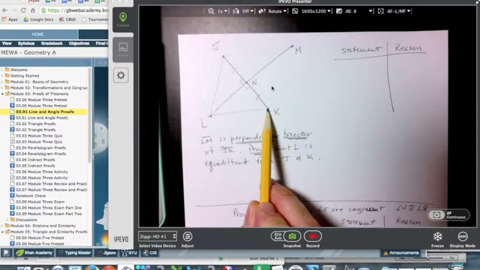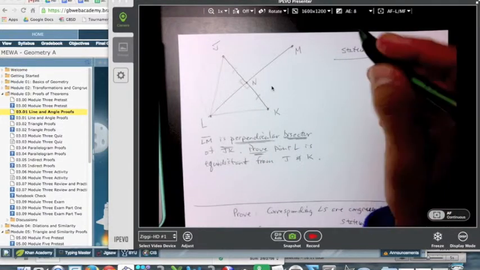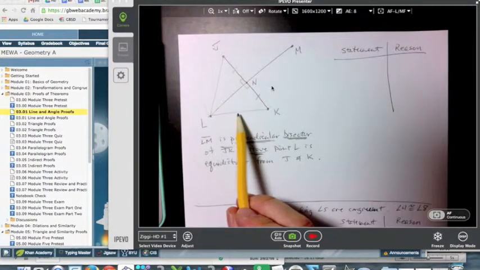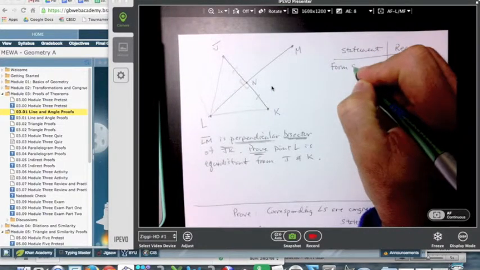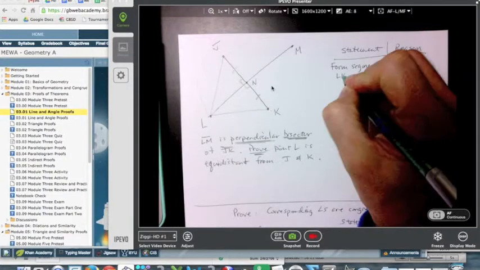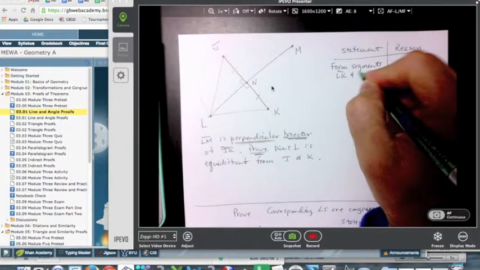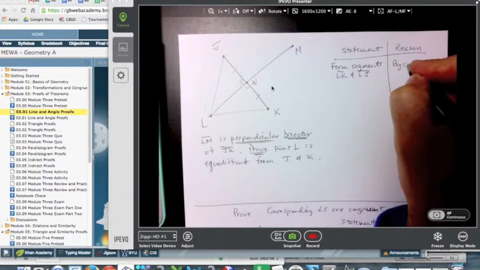And lo and behold, when you make those constructions, which you want to put that in here when you do your proof, you could say something like form segments LK and LJ, yeah. And by construction. And you want to put that in there.